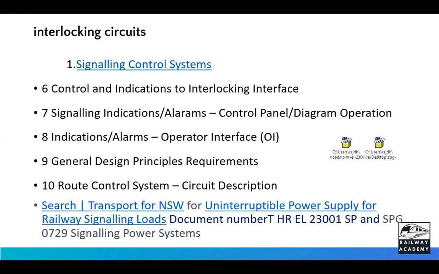If you go there, whatever you want, you type it and you will get it. For example, if you type uninterruptible power supply for signaling loads, then immediately you will get standard TS THR EL 23001 SP. Like that, one more is there, SPG 0729 signaling power systems. If you type signaling power systems, your standard SPG 0729 will open. So the search engine available on Google is Transport for NSW. If you type it, all standards available in NSW have been put on Google, and they have made it free.